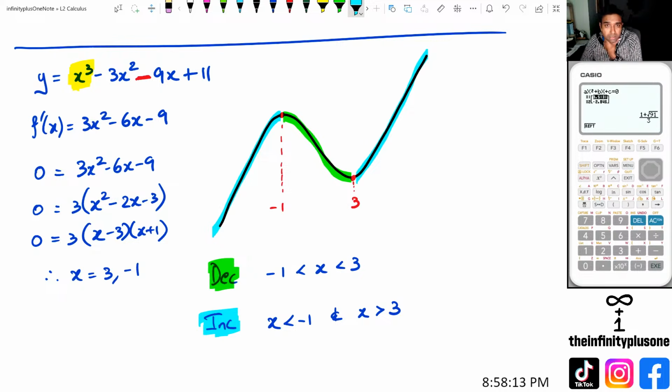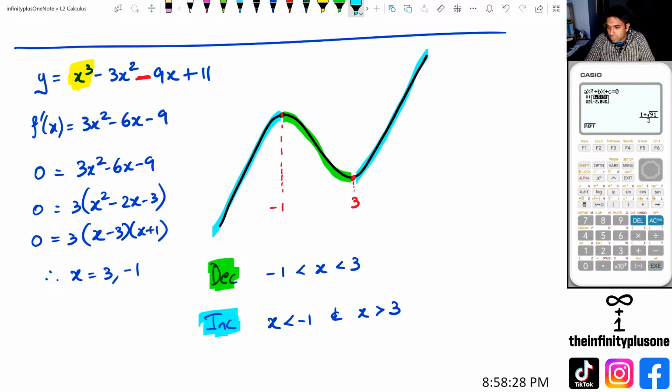Chai, yes, -1 would be the maximum and 3 would be the minimum. I will show you guys how to do the minimum and maximum next time. But this is pretty much all you need to do for increasing and decreasing.